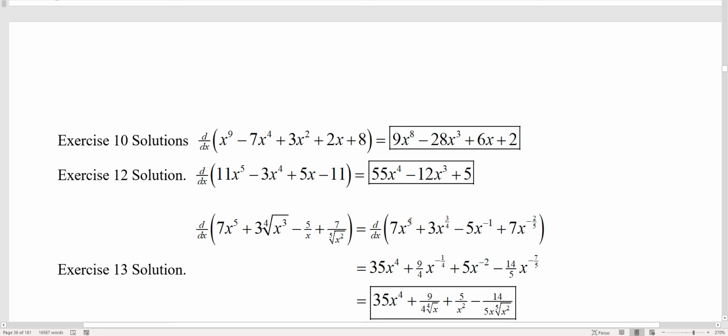Now we just use our power rule. 5 times 7 is 35. Subtract 1 is 4. 3/4 times 3 is 9/4. 3/4 minus 1 is -1/4. -1 times -5 is +5. -1 minus 1 is -2. -2/5 times 7 is -14/5. -2/5 minus 1 is -7/5.